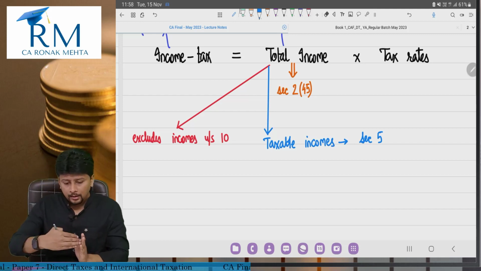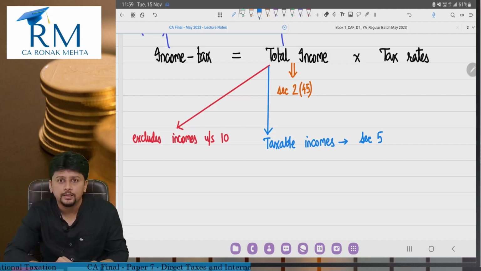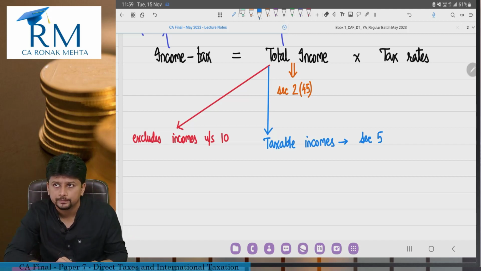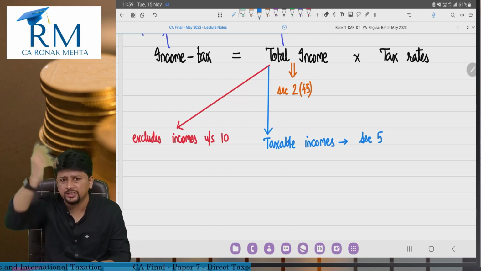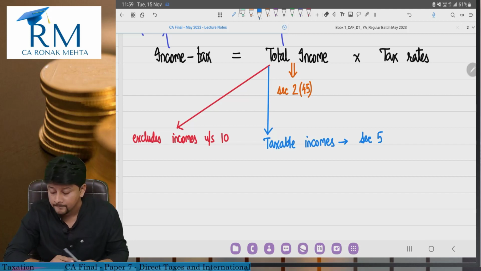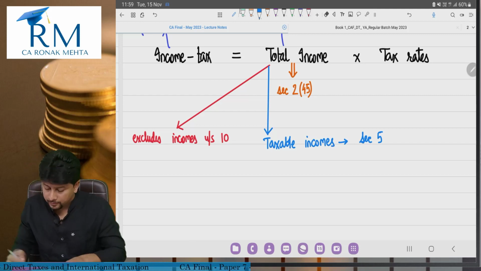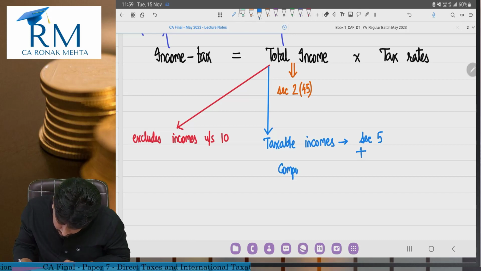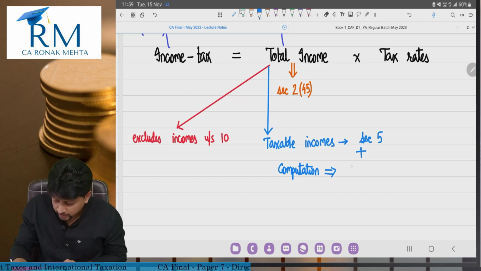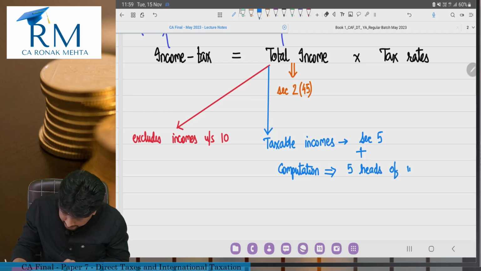But once you decide that okay, these are, let's say, 17 incomes that are chargeable to tax, I can't just roughly total all 17 put together and then say, chalo, on this apply tax rate. No. Once you apply section 5, you will then have to follow the system of computation, and for that computation you will have to categorize, you will have to classify the income into your 5 heads of income.